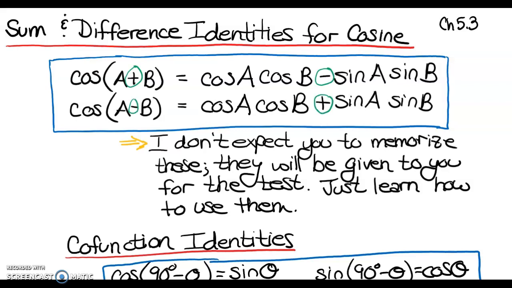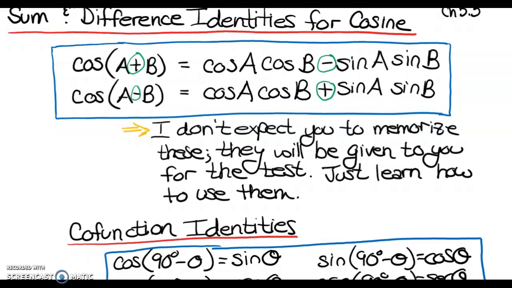But the nice thing about these is that you don't have to memorize these for a test. You're going to be given an identity sheet, and these identities will be on that identity sheet for your test. So you don't have to memorize it. Just memorizing it makes your homework a little bit easier and a little bit faster. But you don't have to memorize it for a test. I really just want you to learn how to use them.